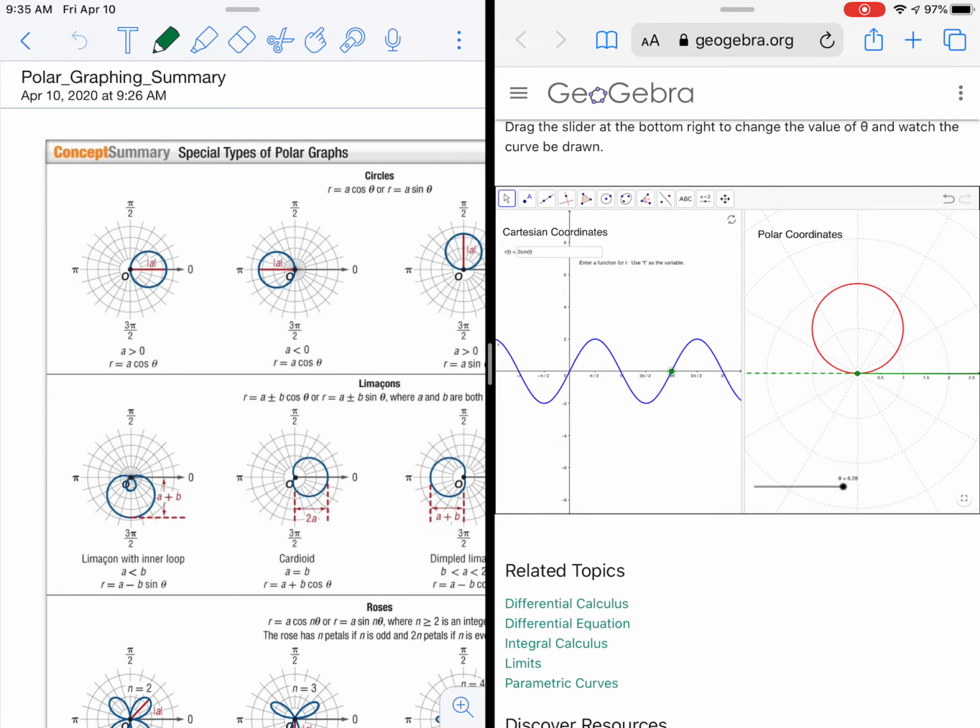Now, you can change this up by changing this to cosine. You can play around with any number in front, but you're going to see the same thing happen.